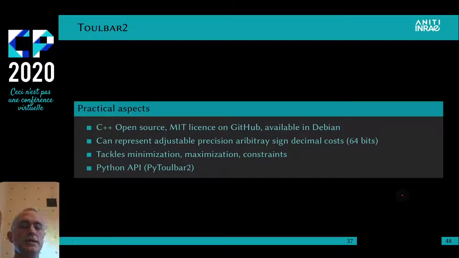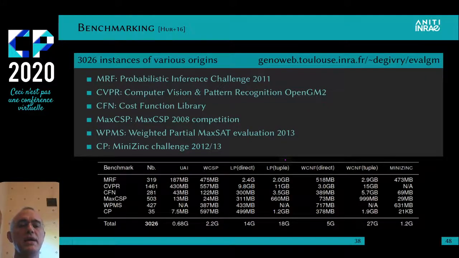Toulbar2 is open source. The nice thing now is that you can use adjustable precision, arbitrary signed decimal costs. You can use minimization or maximization. Of course, you have constraints available and you have a Python API. And Simon did this huge benchmarking work using problems from really various origins, so not only our problems.